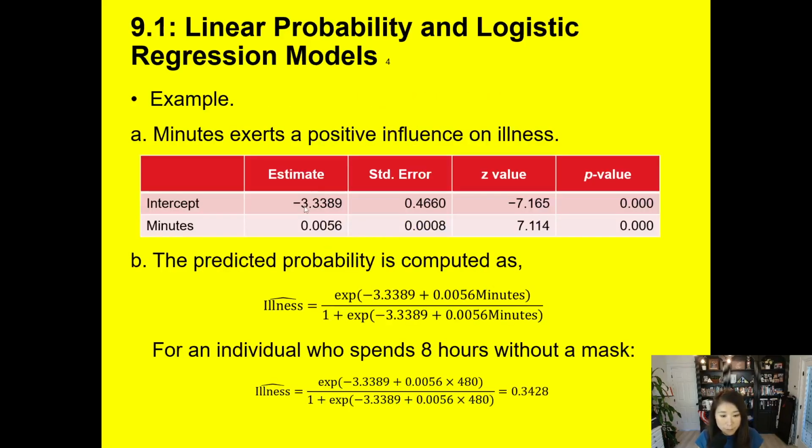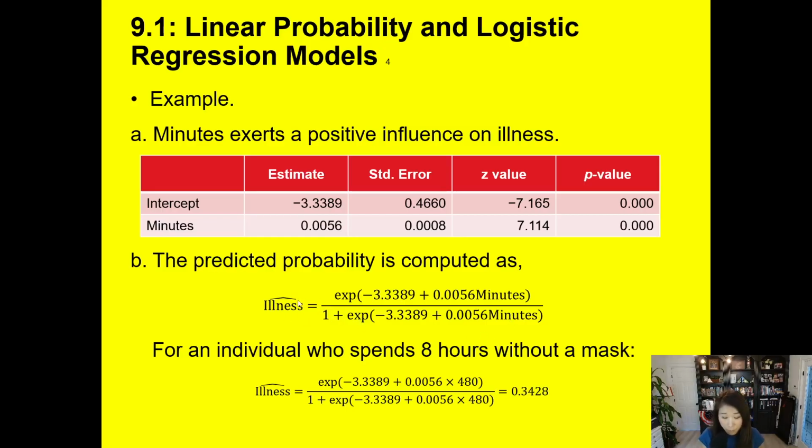So first of all, let me show you the result, here coming out of Python. Okay, so the intercept is negative 3.33, and then the slope, or the partial coefficient, for minutes is 0.0056. And so how do these two values fit into the logistic regression model? Here they go.